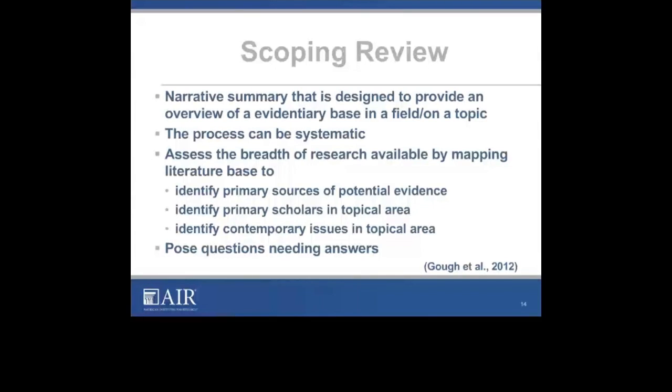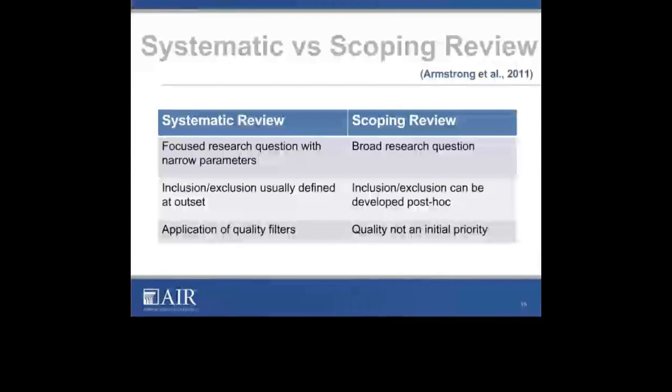Oftentimes, scoping reviews are being done to assess the breadth of a research literature, and then there is an attempt to map that literature base: where are the primary sources, where are those study reports coming from, who are the primary scholars in the topical area, or what are contemporary issues that this body of literature is currently dealing with. One of the major priorities for a scoping review is then, again, to identify gaps and pose questions that are needing answers in a given field of interest or research.